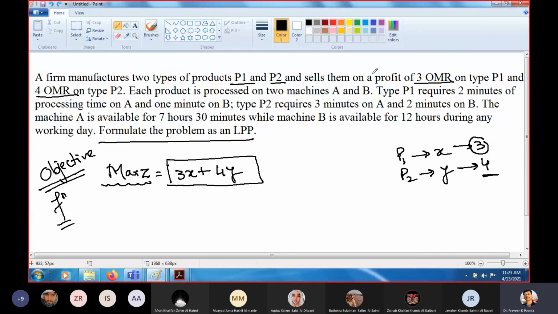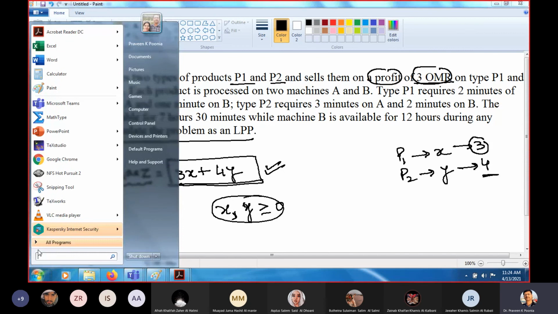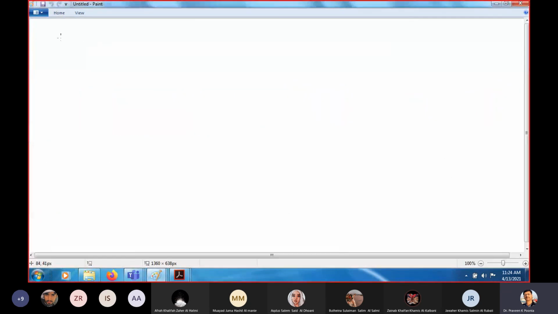Clear? Here we are talking about the profit. How much profit? 3 riyal on the first, 4 riyal on the second. Class, 3x plus 4y. So it is not necessary that they will ask you to formulate the complete LPP. They may ask you only the objective function. They may ask you what the non-negative restrictions are. X, Y greater than 0. Clear? They will give you this type of question.